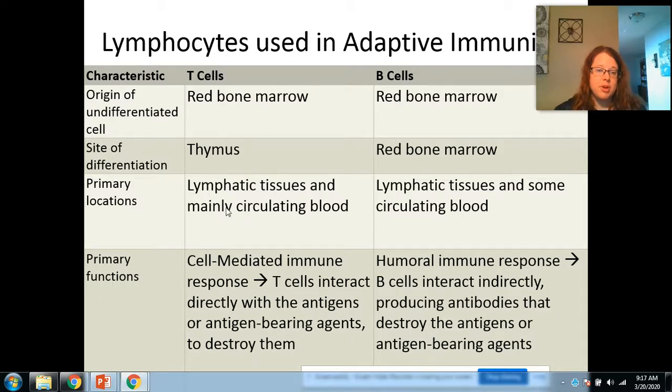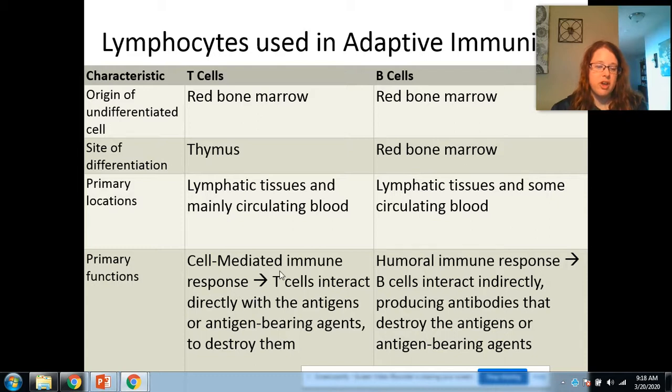Okay. Primary locations of where the T cells work are in your lymphatic tissues. So we're talking about the vessels, the lymph nodes, the spleen, the thymus gland, all the different lymphatic system organs and tissues and vessels and capillaries that we talked about with the lymphatic system. And B cells are also in lymphatic tissues and some circulating blood. So you're going to see T cells more in the circulatory system than you are B cells.